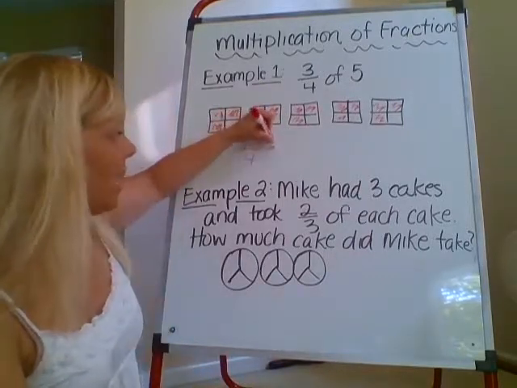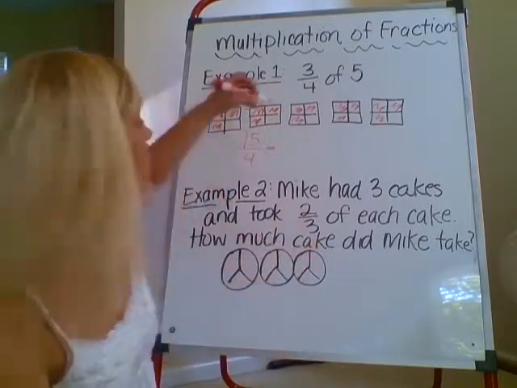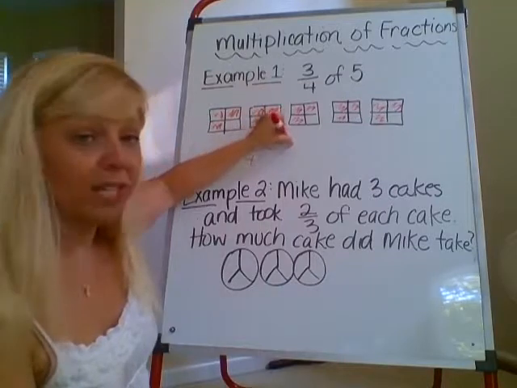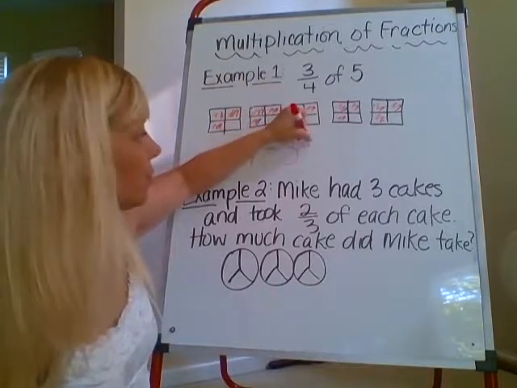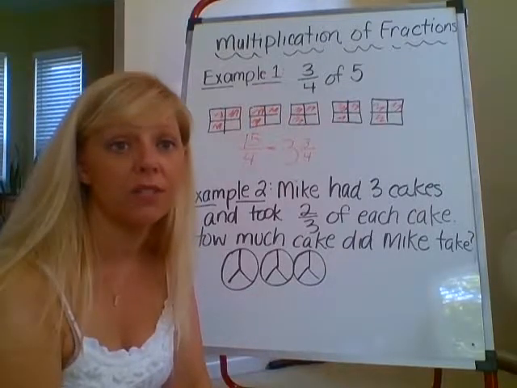So I can rename that by seeing how many groups of 4 go into 15. So 4 goes into 15 3 times with 3 left over. So it becomes 3 3/4.